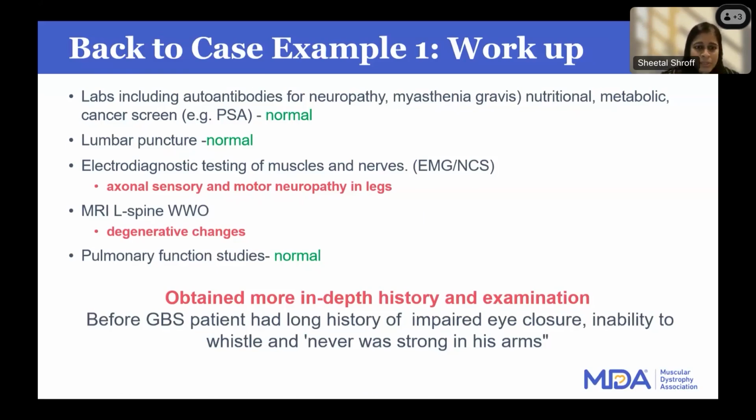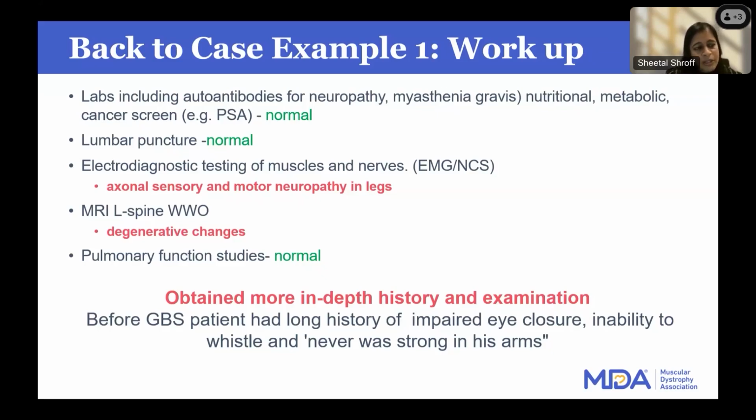MRI of the lumbar spine was also unremarkable. It had some arthritic degenerative changes, but nothing which would suggest it was contributing to his weakness. Pulmonary function studies were normal.